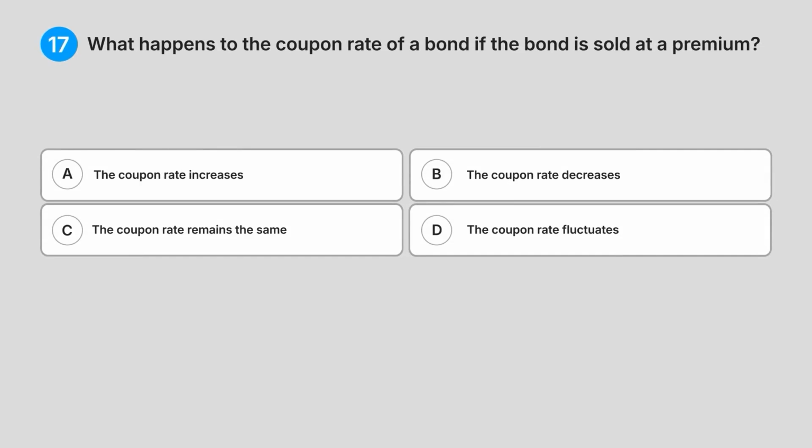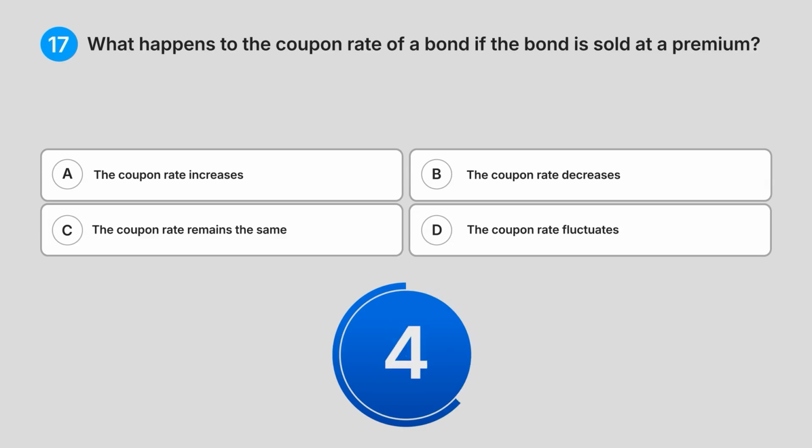17. What happens to the coupon rate of a bond if the bond is sold at a premium? A. The coupon rate increases. B. The coupon rate decreases. C. The coupon rate remains the same. D. The coupon rate fluctuates. Do you know the answer?